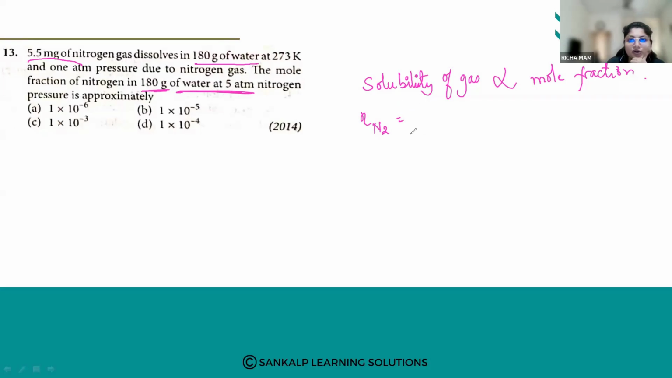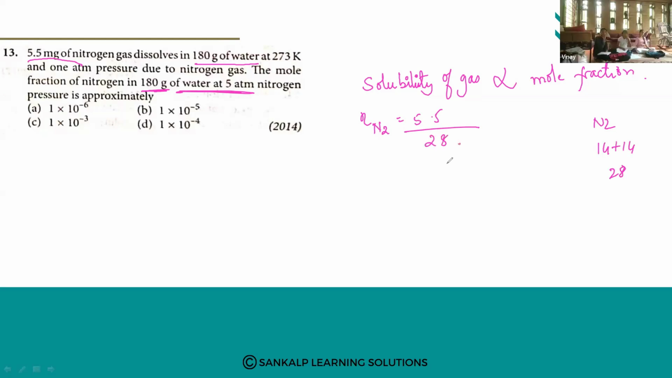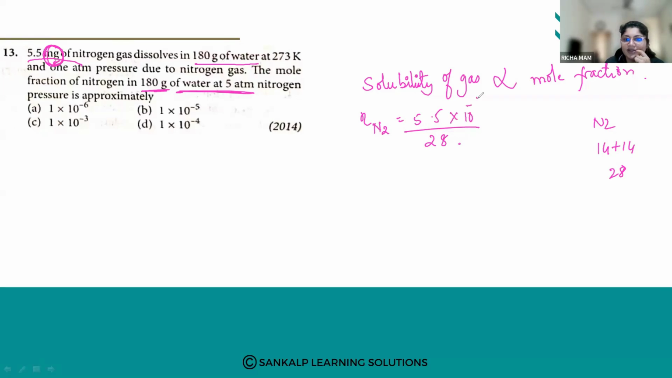So number of moles is given weight upon molecular weight. We'll find out the number of moles first. Number of moles is 5.5 upon N2. N2 is what? 14 plus 14, so it will be 28. 5.5 into 10 to the power of minus 3. Yes, milligram, we have to take 10 raised to minus 3. Very good.